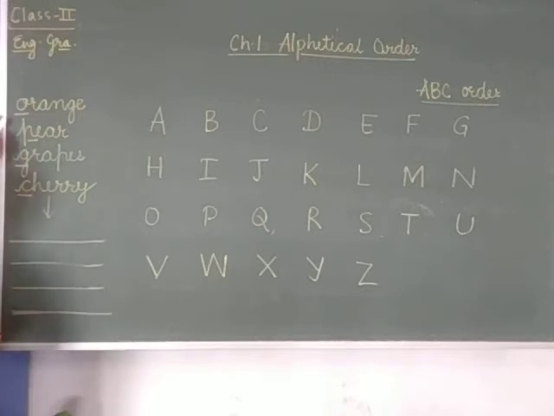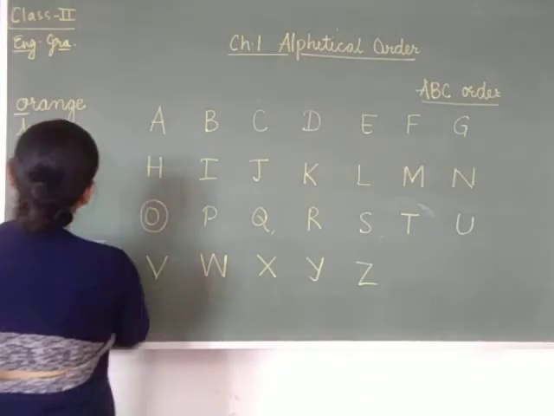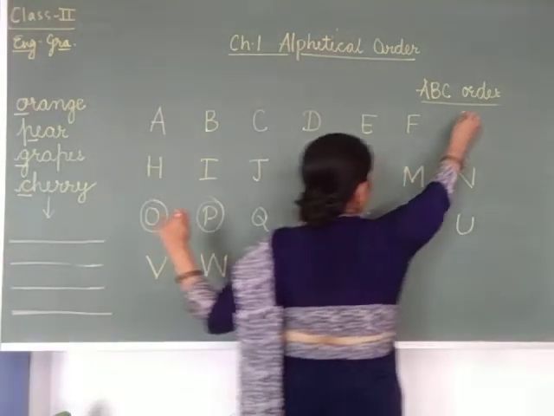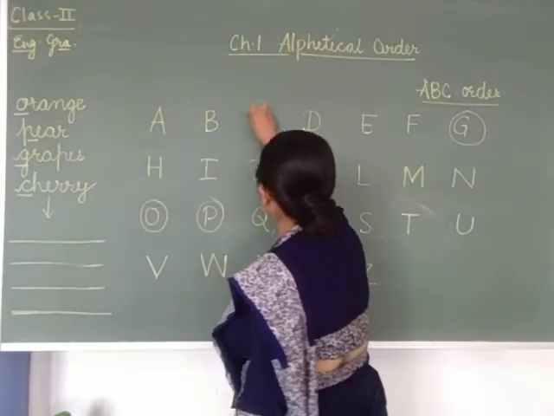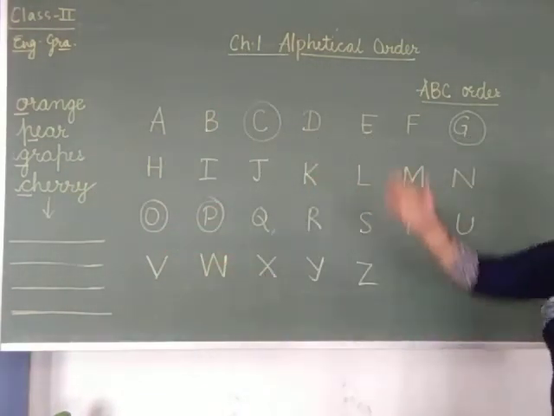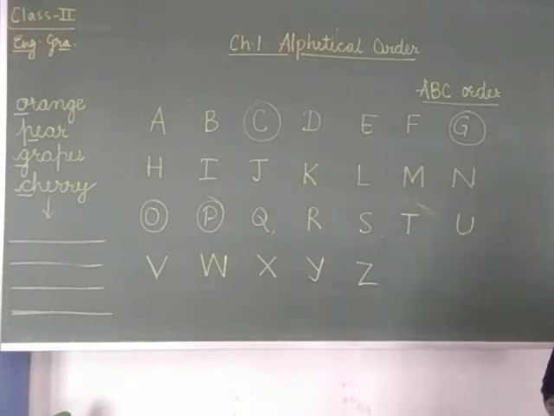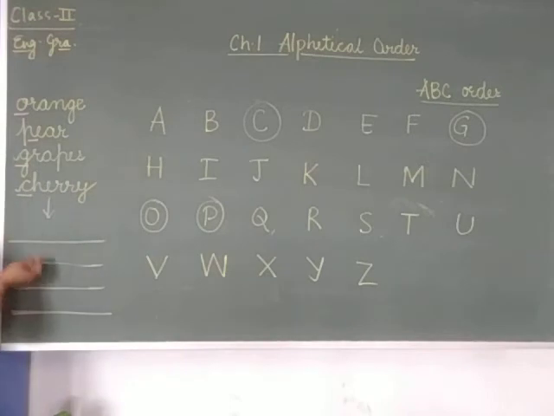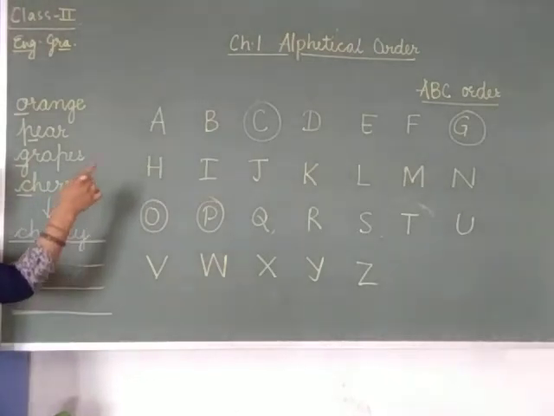What are the letters? It is O, P, G and C. Now, when I have written A to Z, it is clearly visible that if we are going to write it in alphabetical order, the order will be C, G, O, P. That means if I am going to write them in an alphabetical order, the words will be C for cherry, then G for grapes.